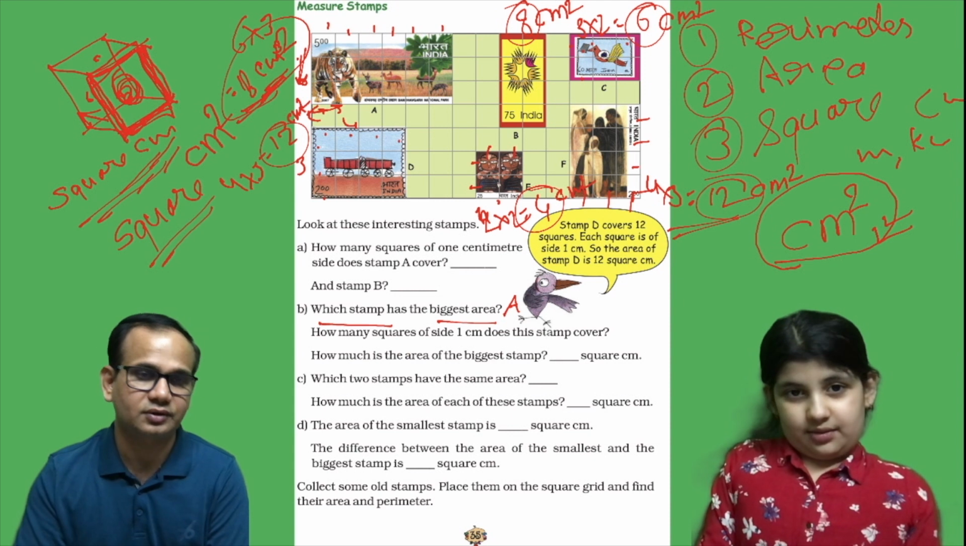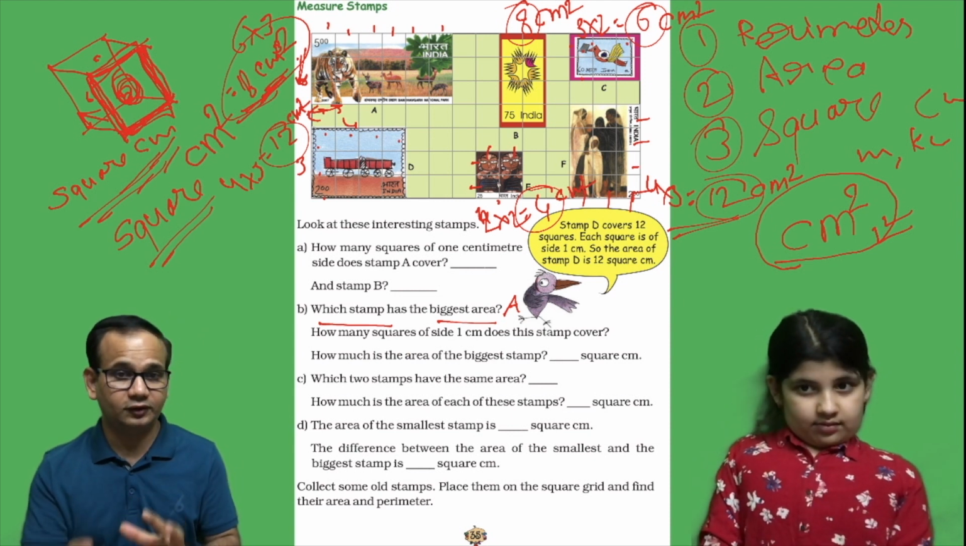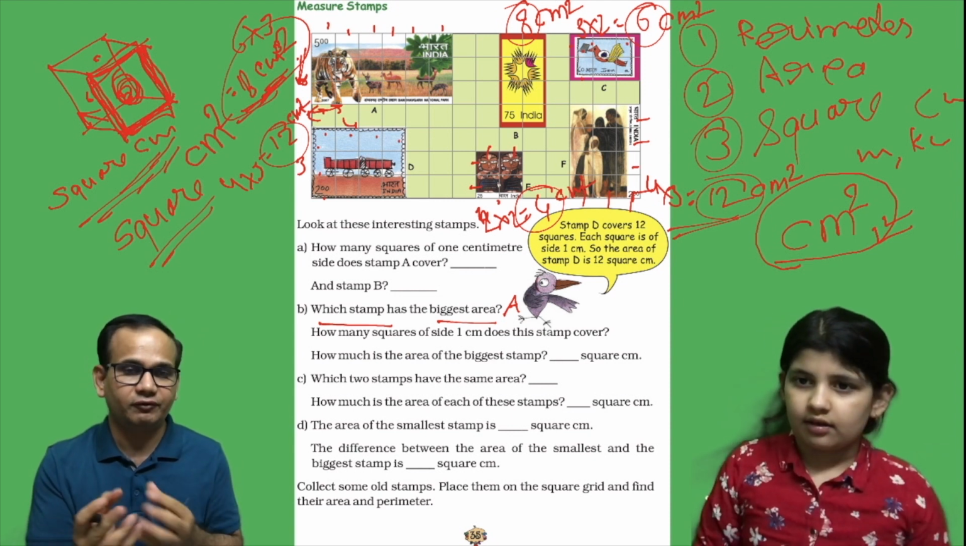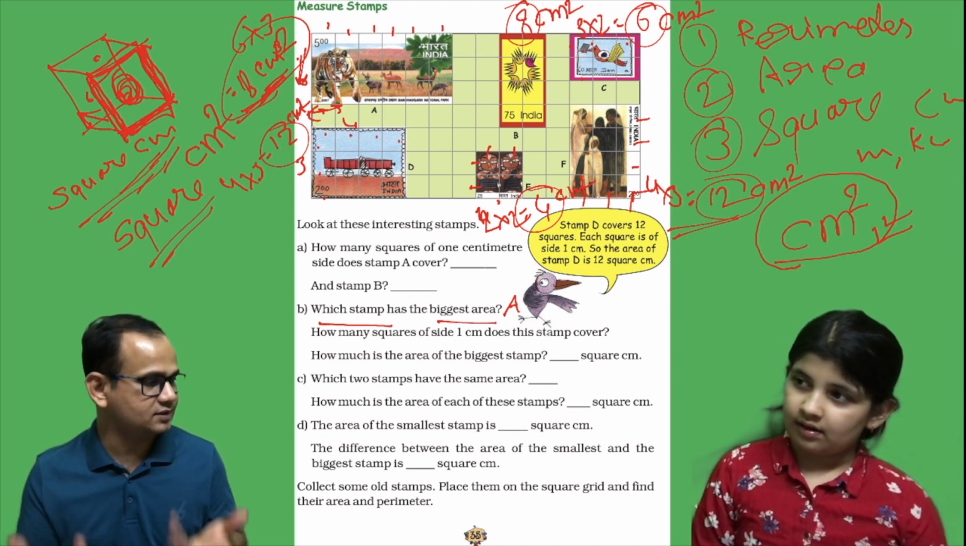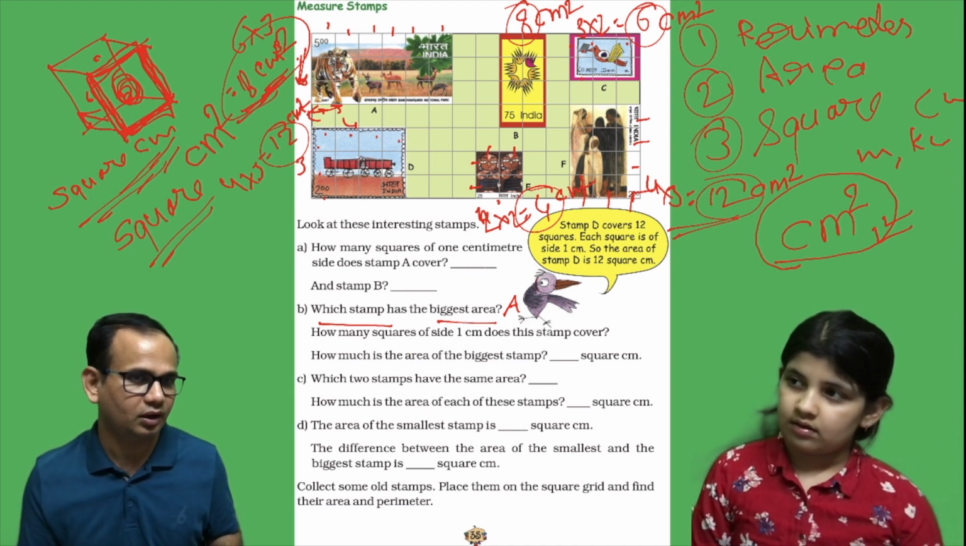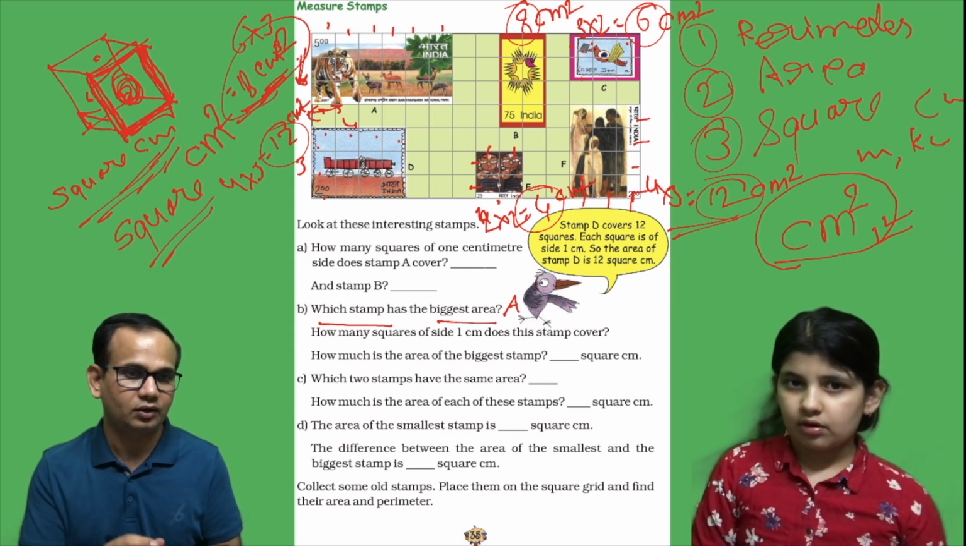12 square centimeters. Correct. Then only it will be correct. If you just write the number, it won't make any sense. It's just a number only. But Baba, why can't we call it CM2?